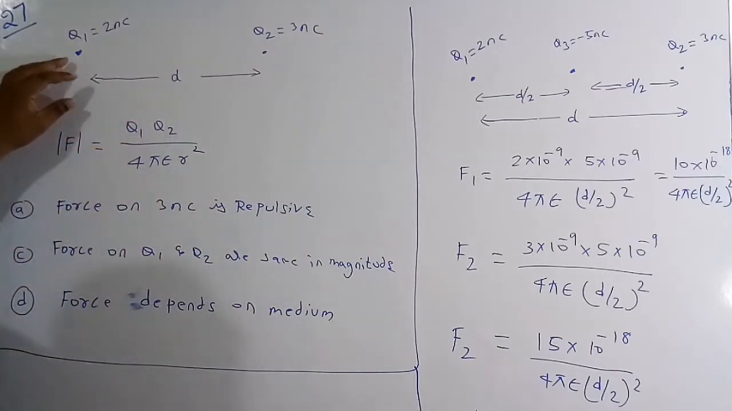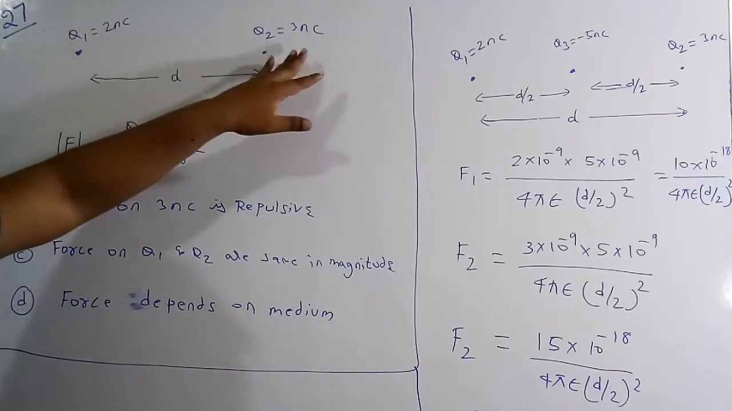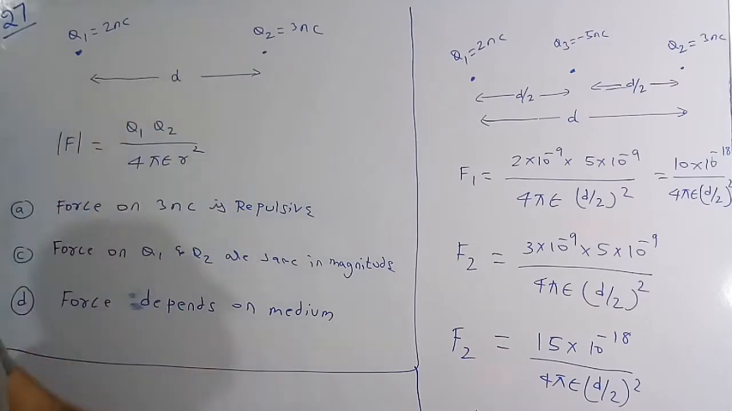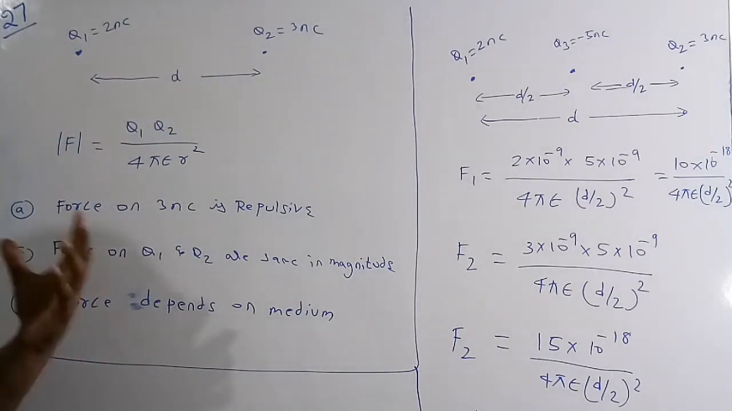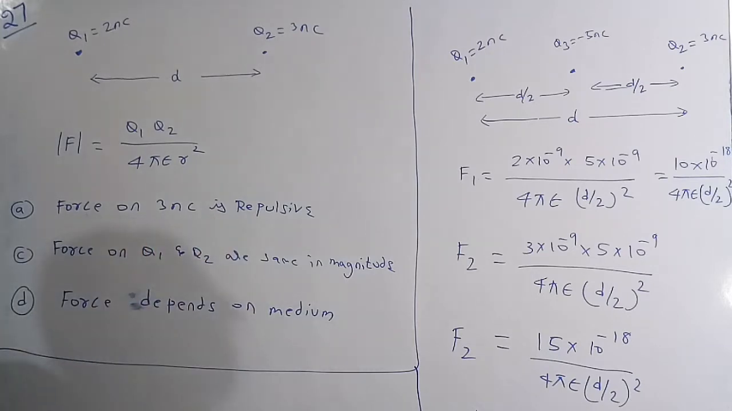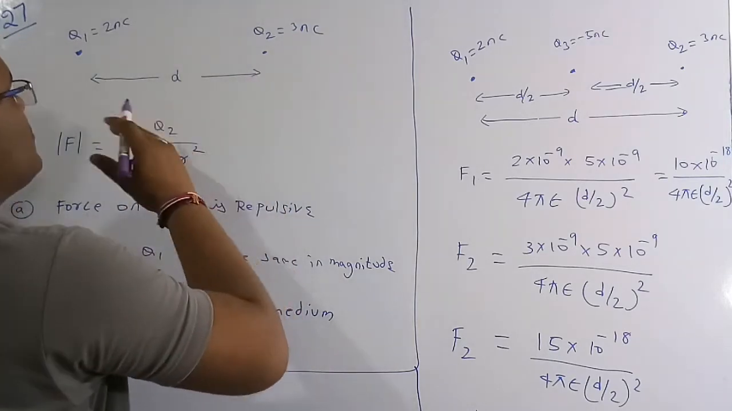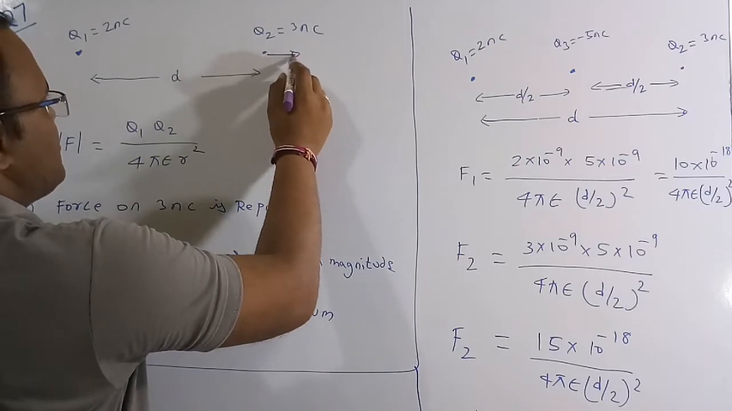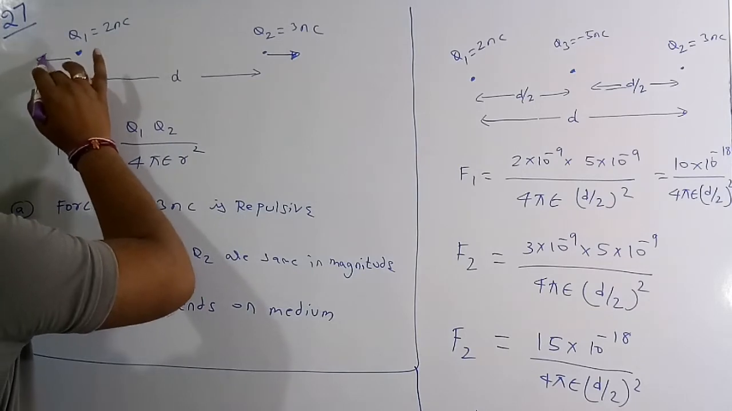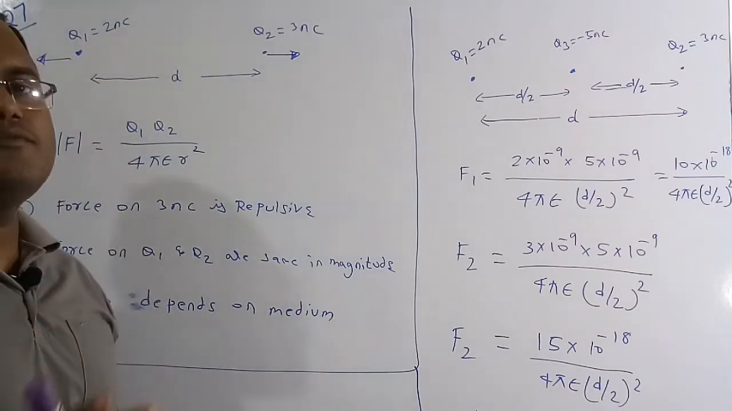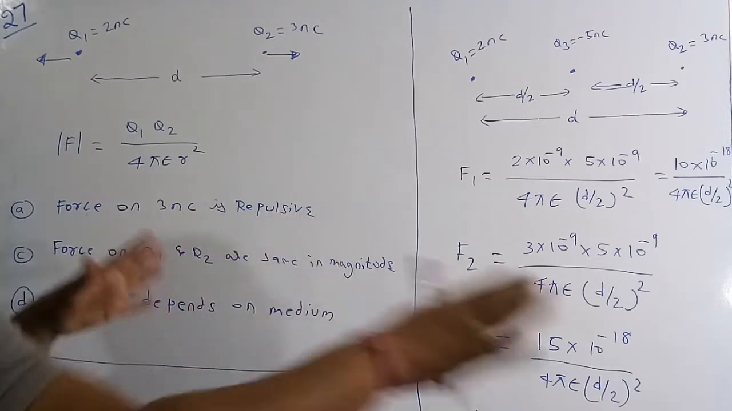See here, there are two charges, Q1 of 2 nanocoulomb and Q2 of 3 nanocoulomb, and the distance between the charges is D. We are going to discuss options A, C, D first, and then option B. These two charges are of the same nature, positive charges, so like charges are going to repel. This charge exerts a repulsive force on the other charge in this direction, and that charge exerts a repulsive force on this one. So the magnitude of the force on the individual charges is the same but in the opposite direction.